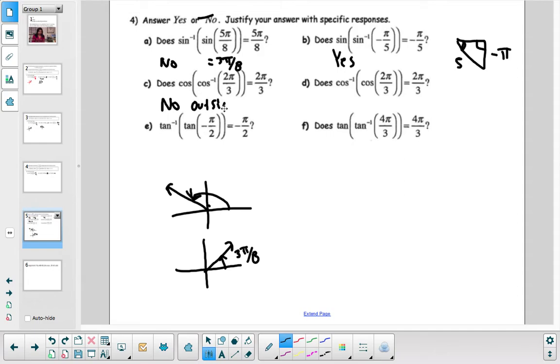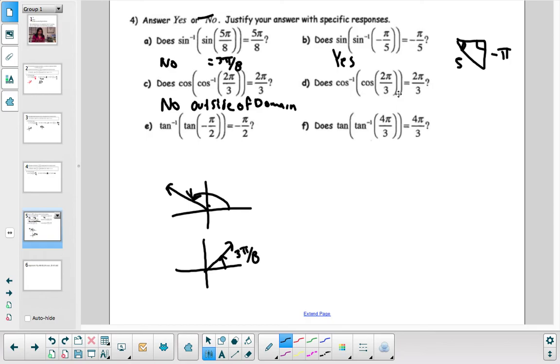outside of domain. And you can actually check this one on your calculator pretty quickly because inverse trig of 2 pi over 3 is going to give you an error message or a syntax error or outside of the domain error. So just make sure you can always check these on your calculator. Just make sure you're using the correct mode when you're doing it.